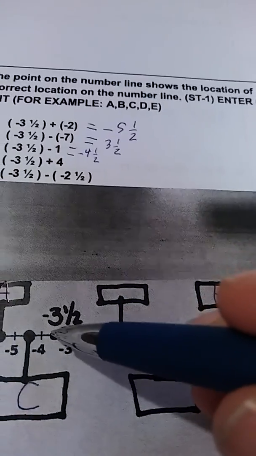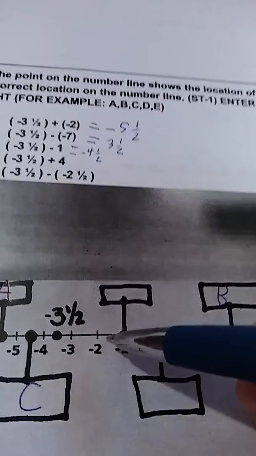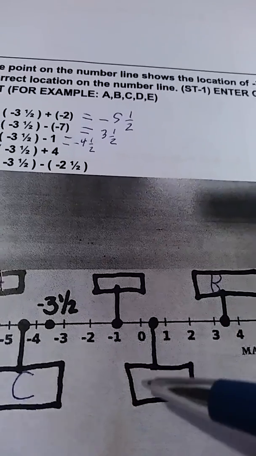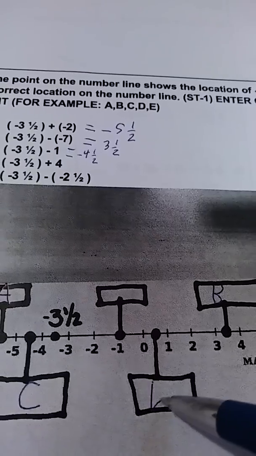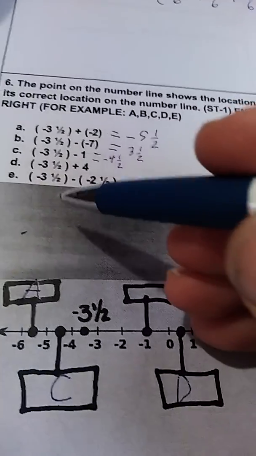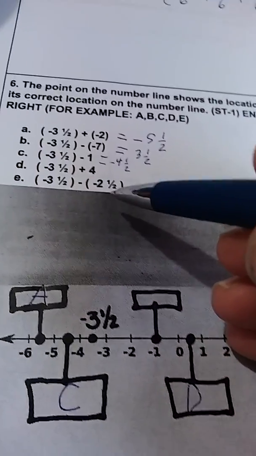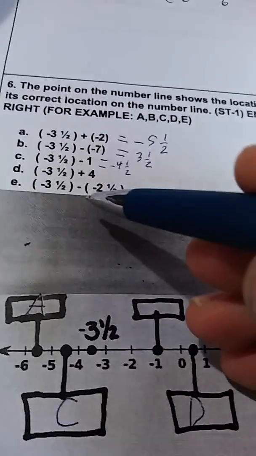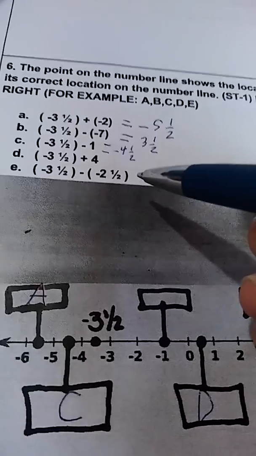And let's check that out. Negative 3.5 plus 1, 2, 3, 4. And there's a spot for us at 1/2. That's D. And then finally, negative 3.5 minus negative 2.5, which is the same as negative 3.5 plus positive 2.5.